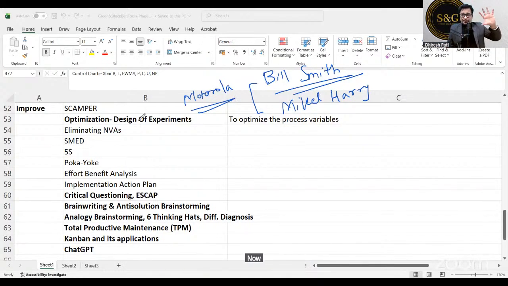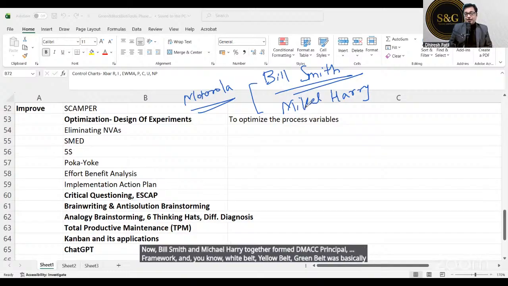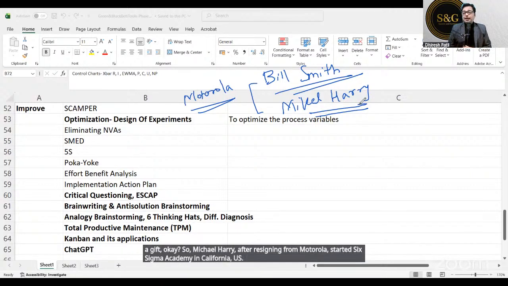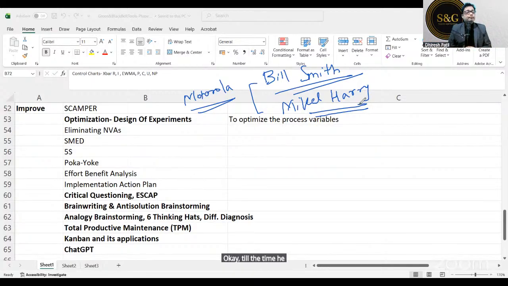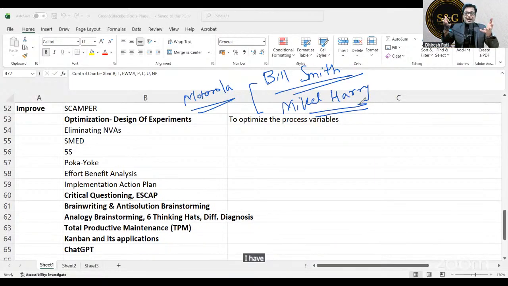Now Bill Smith and Michael Harry together formed the DMAIC principle, the DMAIC framework, and white belt, yellow belt, green belt was basically Michael Harry's gift. Michael Harry, after resigning from Motorola, started Six Sigma Academy in California, US. Till the time he passed away, he was handling that. He was very active on the internet as well at that point in time. I have interacted with Michael Harry personally, and he personally answered those queries for me as well. So this is the story of that.